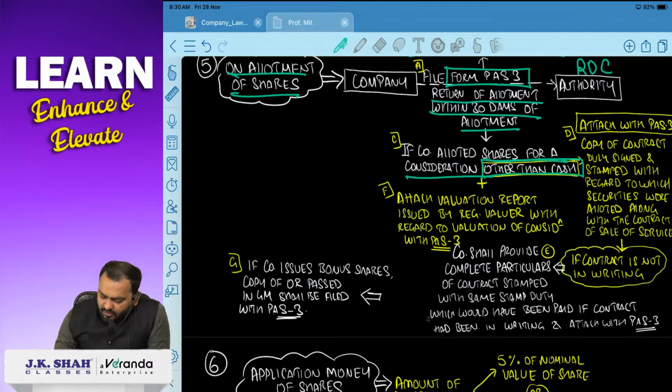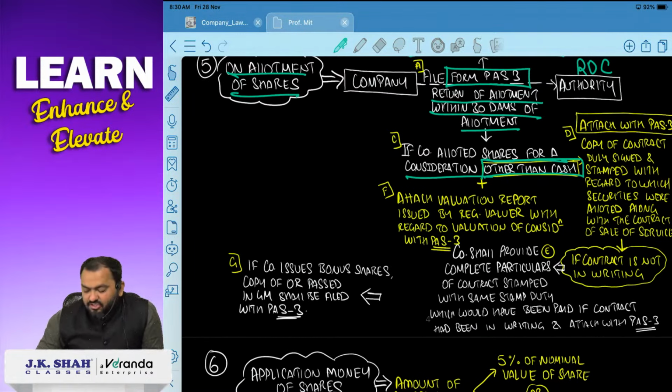So here we are talking about principles of allotment. If the company has made allotment of shares, and in return the company has not received capital, the company has received what? Consideration other than cash. So what is to be done? For that there is an additional requirement.